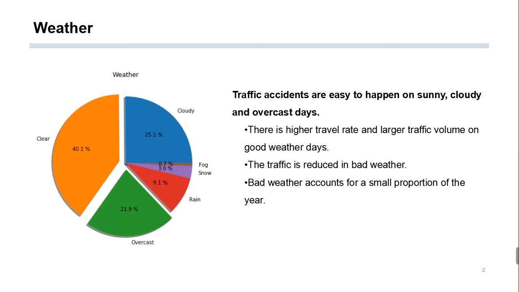Traffic accidents easily happen on sunny, cloudy, and overcast days. There is a higher travel rate and larger traffic volume on good weather days, and traffic is reduced in bad weather. Correspondingly, bad weather accounts for a small proportion of the year.